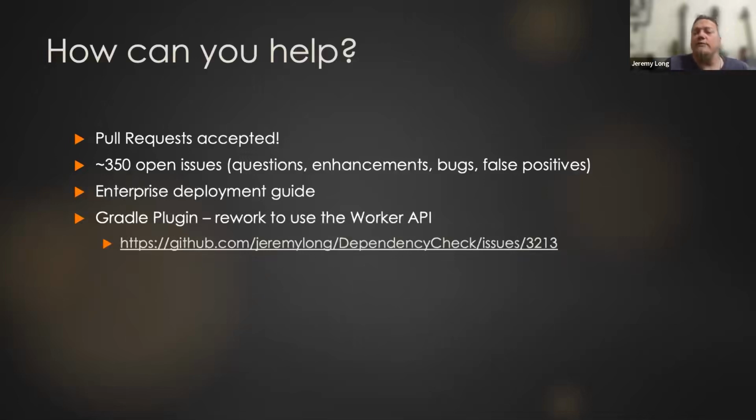One of the things that we've been talking about for a few years now is building out a full enterprise deployment guide, because we've seen people do it correctly and incorrectly over the years, talking to people. So if you have successfully deployed dependency check within your enterprise, it would really be great if somebody could contribute back to the project the best practices that they've used as they're deploying it within their enterprise.